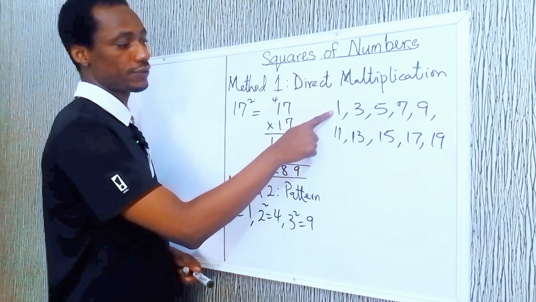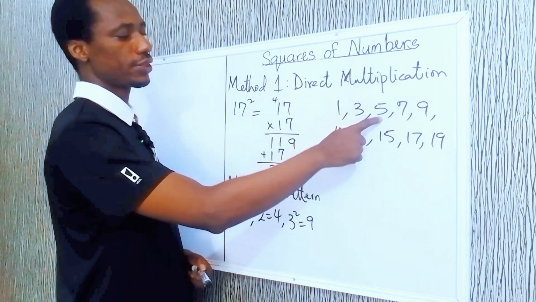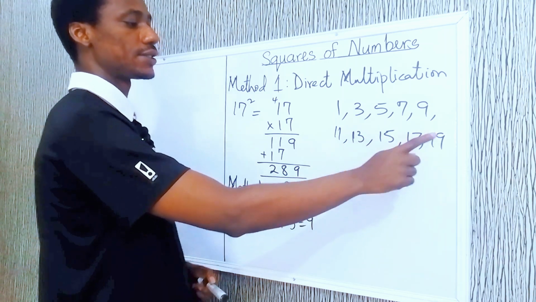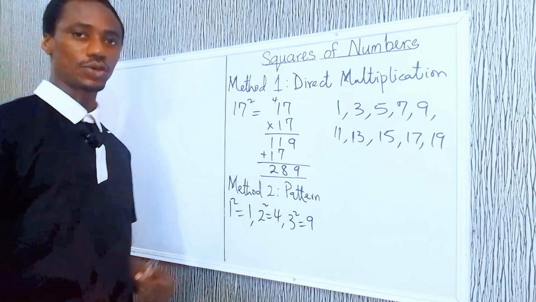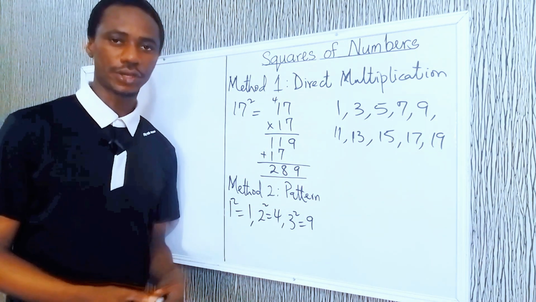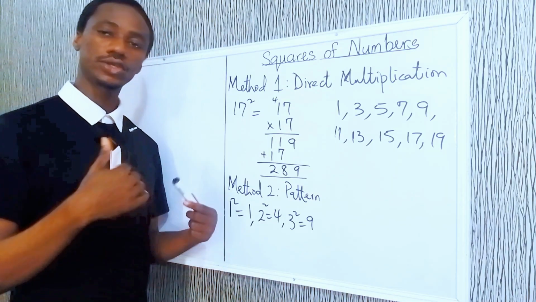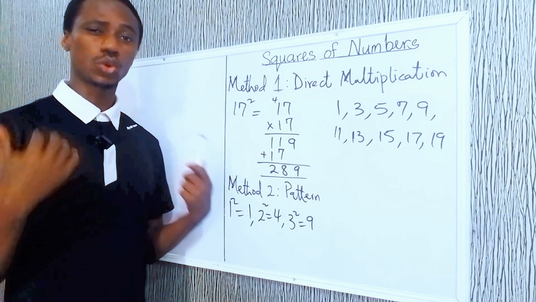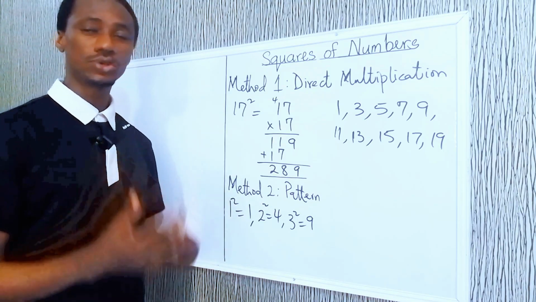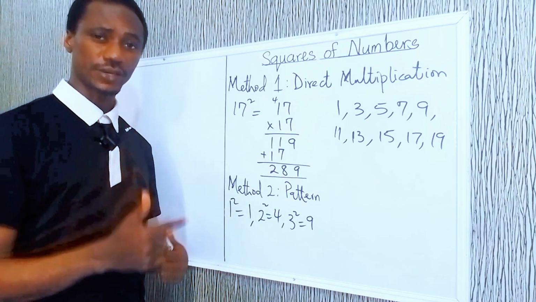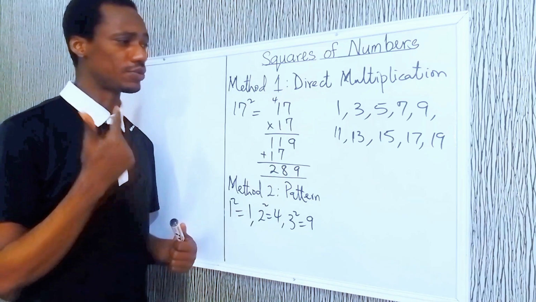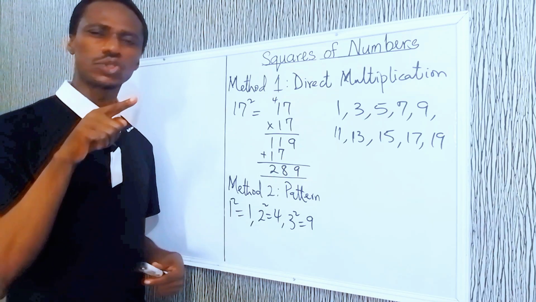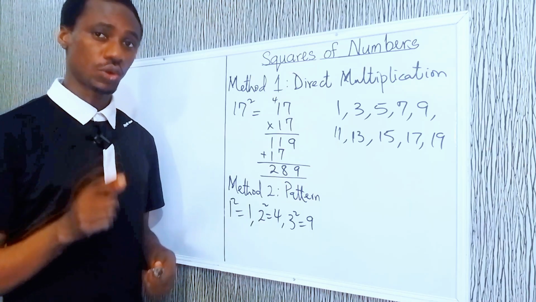So this is the first odd number, the second, third, 4th, 5th, 6th, 7th, 8th, 9th, 10th odd number, and it continues like that. Let's say I know the square of 6 and I'm looking for the square of 7. All I need to do is to add the 7th odd number to the square of 6.